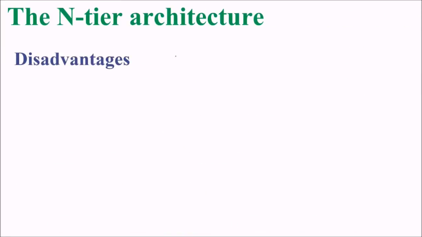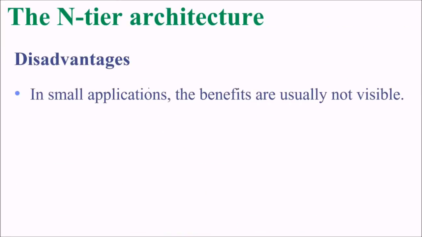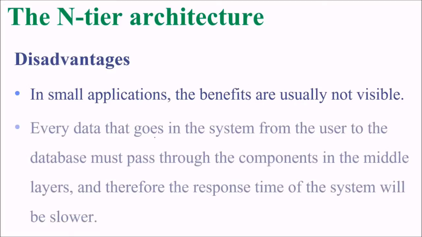In the n-tier architecture, the disadvantages: in a small application, the benefits are not very perceptible or visible, and every piece of data that goes in the system from the user to the database must pass through the components in the middle layer. Therefore, the response time of the system will be slow.